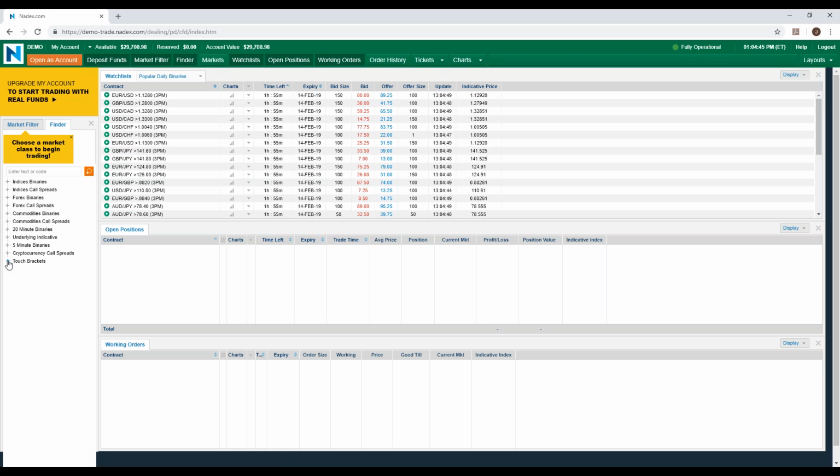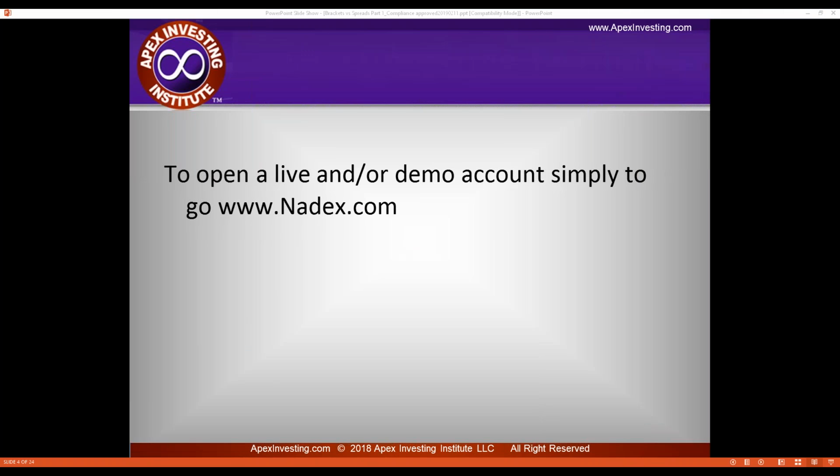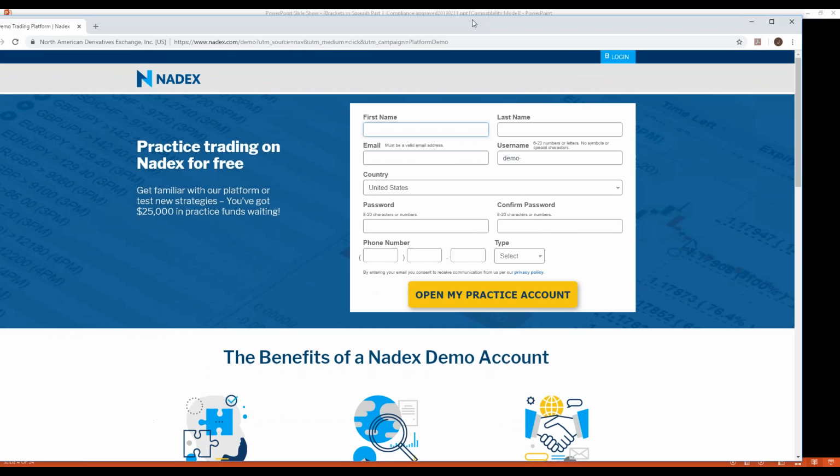And then down here at the bottom is touch brackets. There's touch brackets available right now on 4 different currency pairs and on the 4 U.S. stock indices. We'll talk a little more about those here in just a bit, so make sure to check that out.